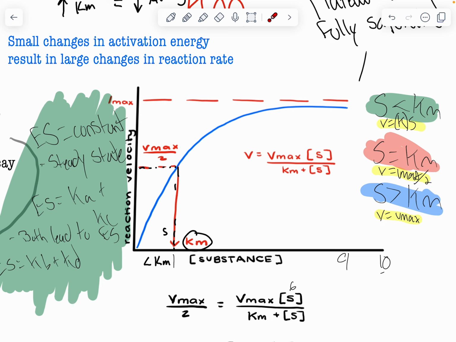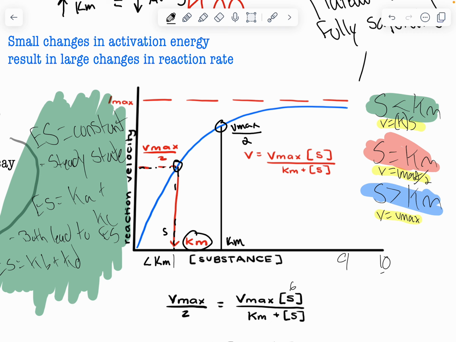Anytime our Km hits this blue graph right here, like even if our Km was over here and it hit the graph up here, our Km value when it hits this point or this point will always be equal to half of the maximum velocity of a reaction, or Vmax, not Wmax, Vmax divided by 2. Anytime our substrate level is equal to Km, our velocity will always be Vmax divided by 2.